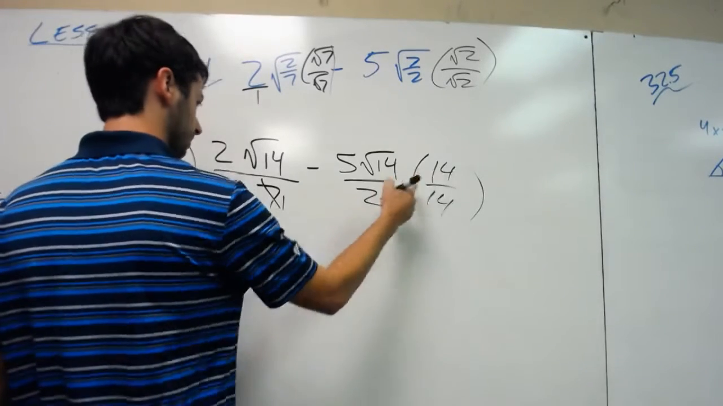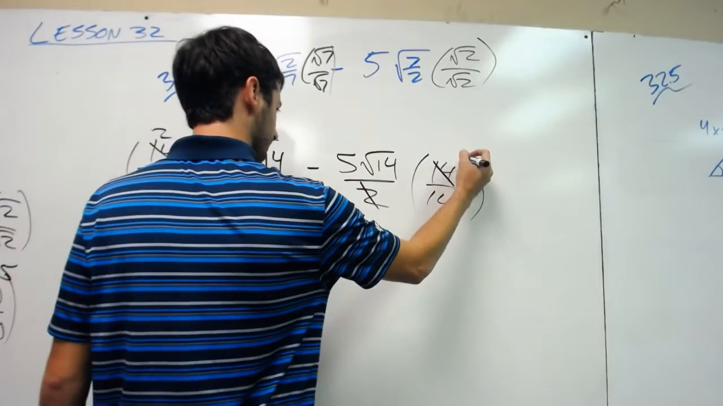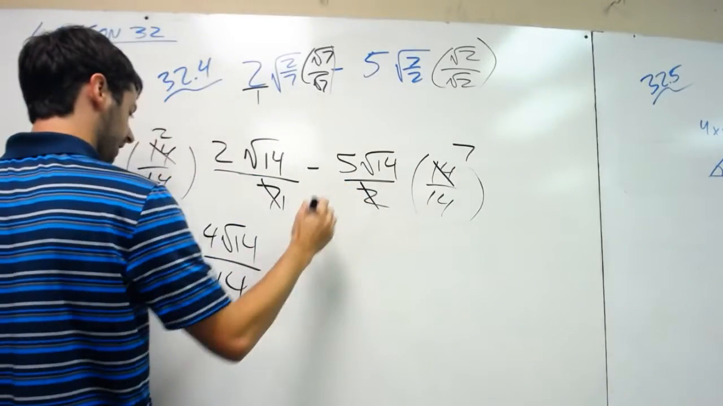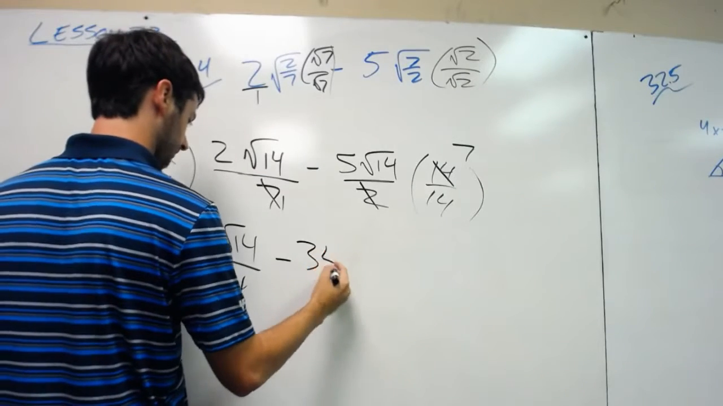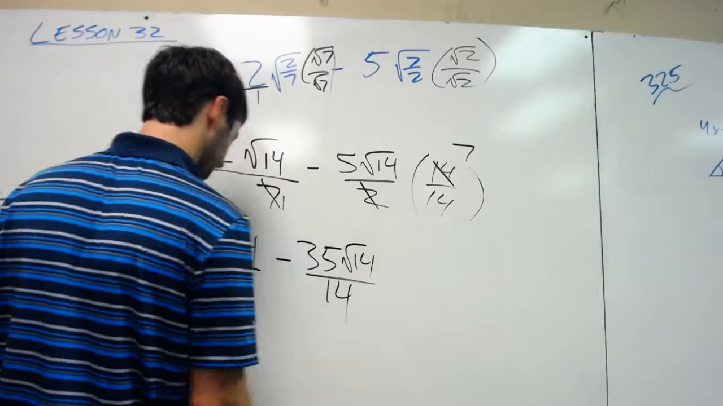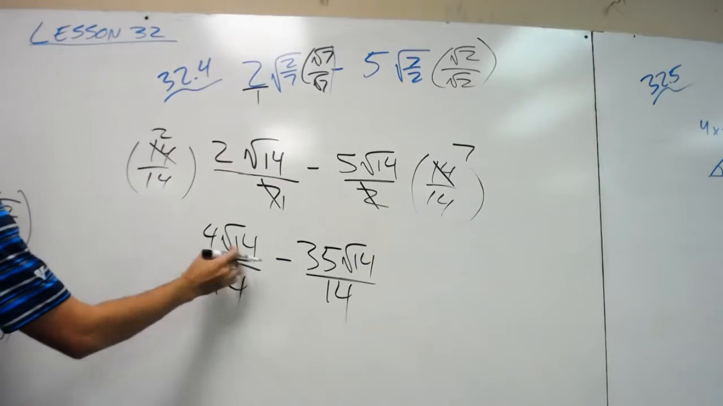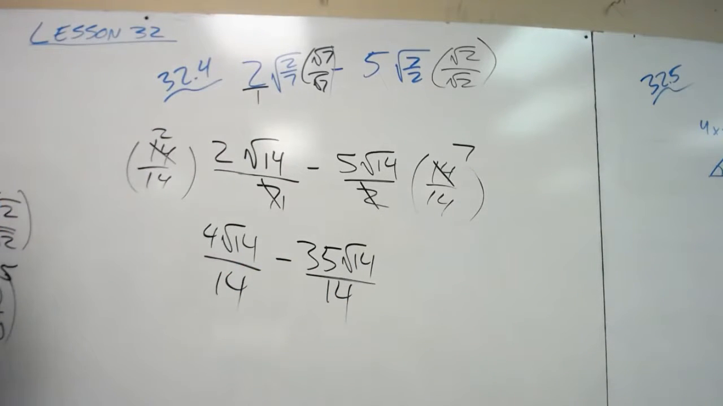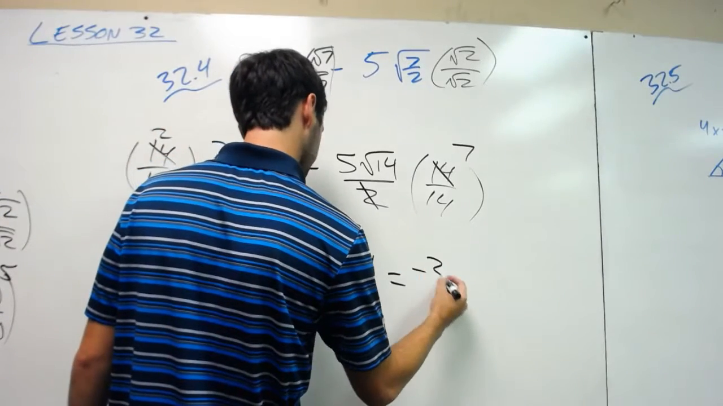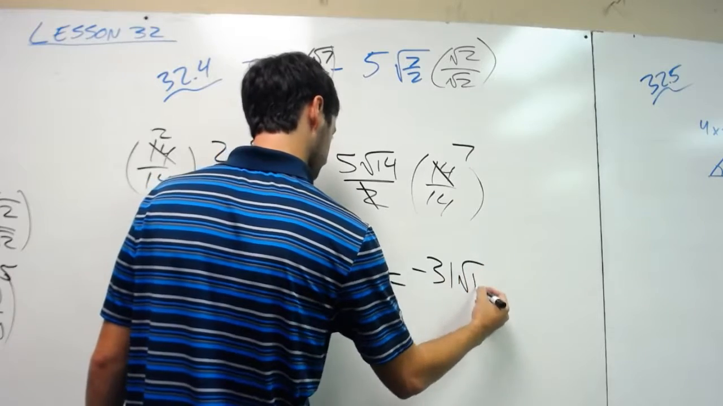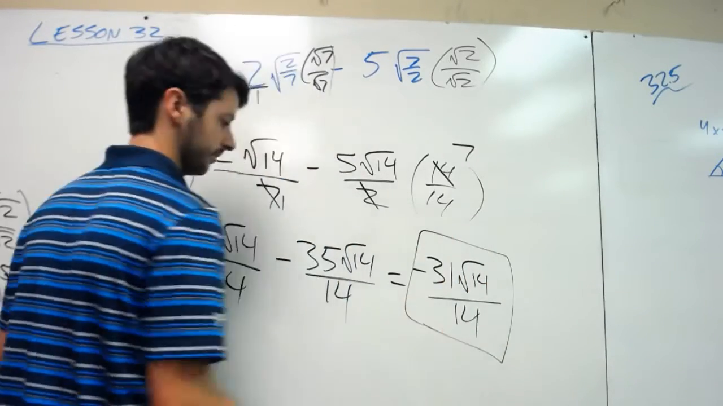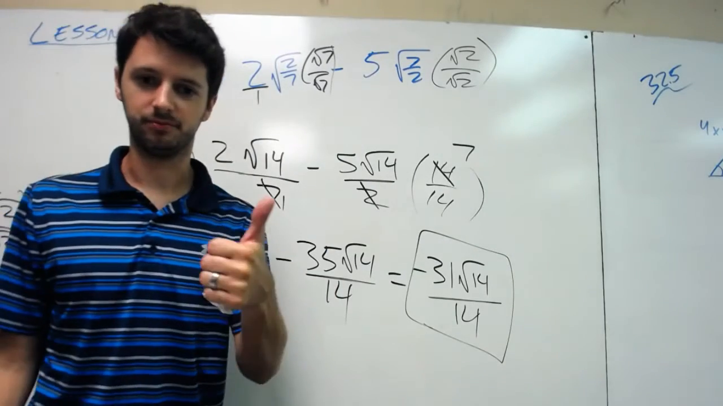Do it over here. 2 goes into 14 7 times. Got to multiply the 7 times the negative 5. That would give you negative 35. Radical 14 over 14. 4 minus 35 would be negative 31. So the answer would be negative 31 radical 14 over 14. There you go. Thumbs up.